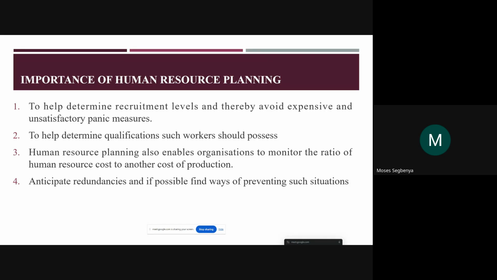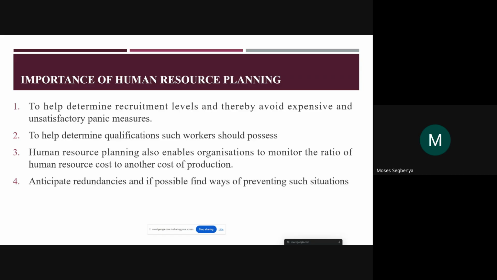2, to help determine qualifications such as workers should possess. So you see that because we are thinking of the future and we are planning, we ask ourselves, if 5 people are of age 59 and we know next year they're going to retire, basically I ask myself, what qualification do they hold? If I know the qualification they hold, I can tell the caliber of people I need to replace them.